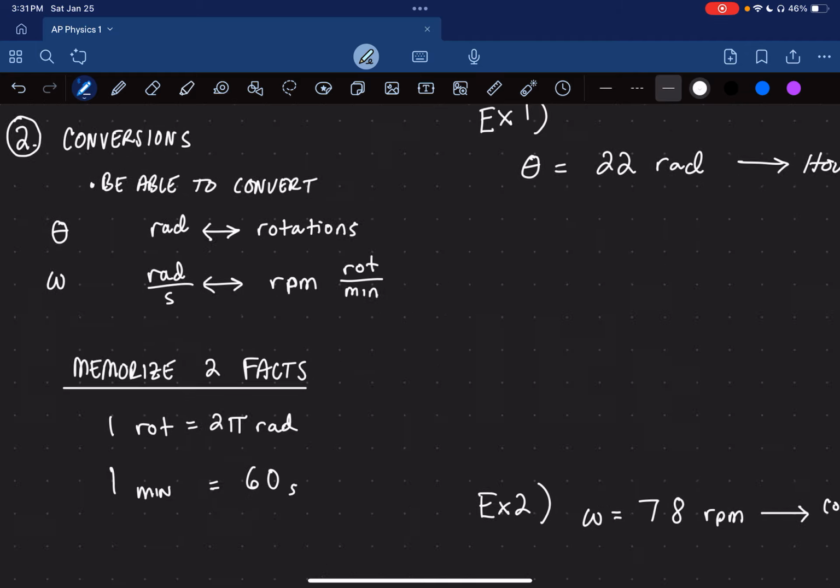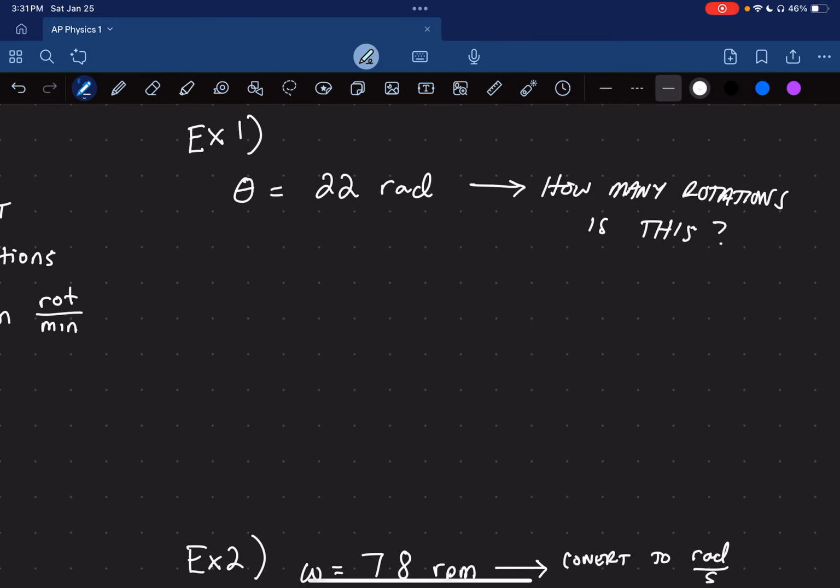Okay, so let's come over here to example one. Example one, so we have an angle of 22 radians, and we want to convert how many rotations is this? So here's what we do. We write theta equals 22 radians, and we are going to multiply by a conversion factor.